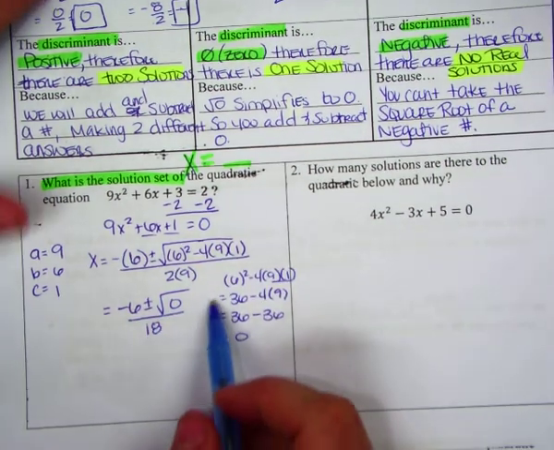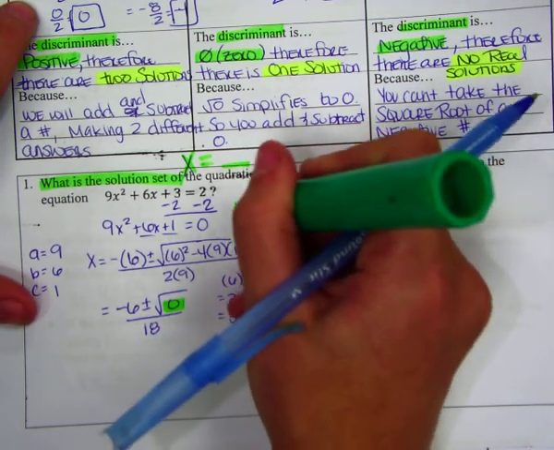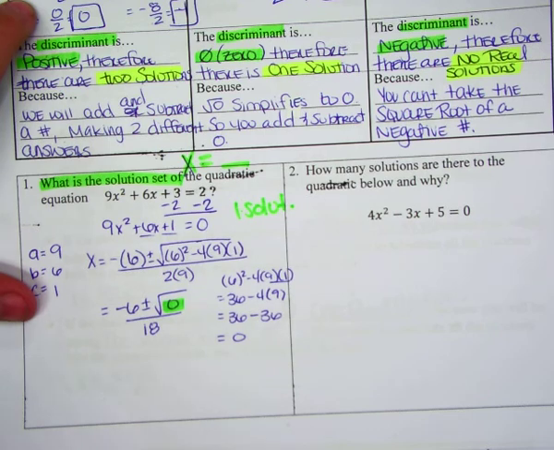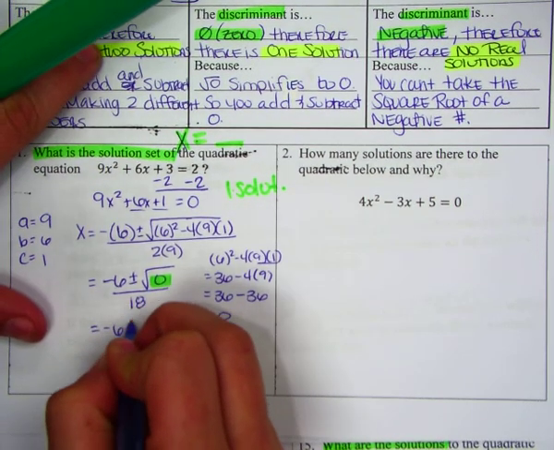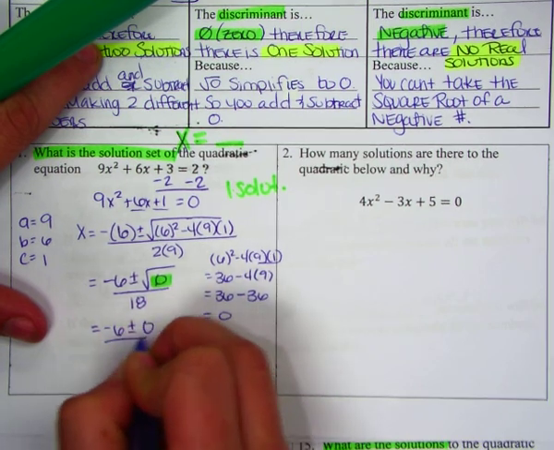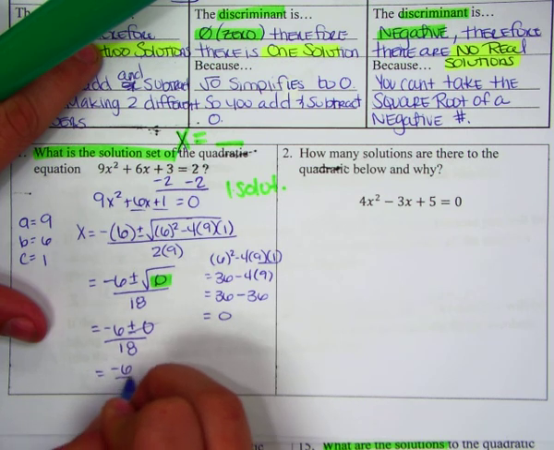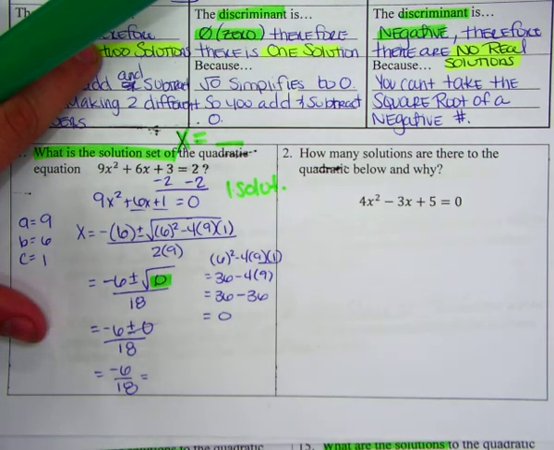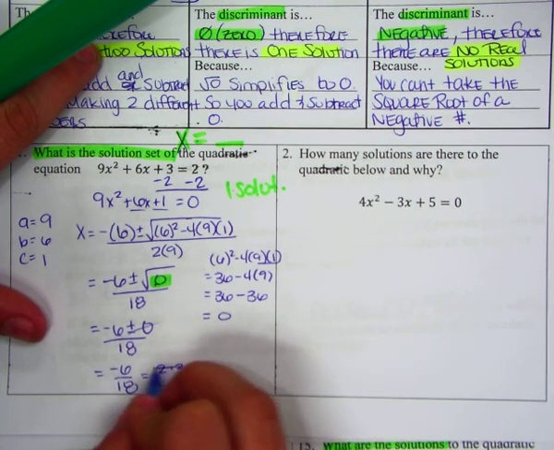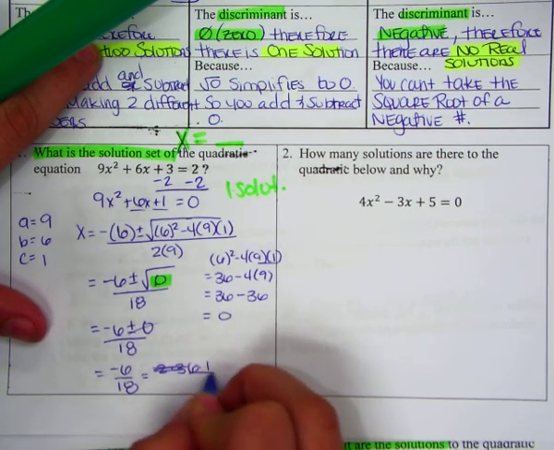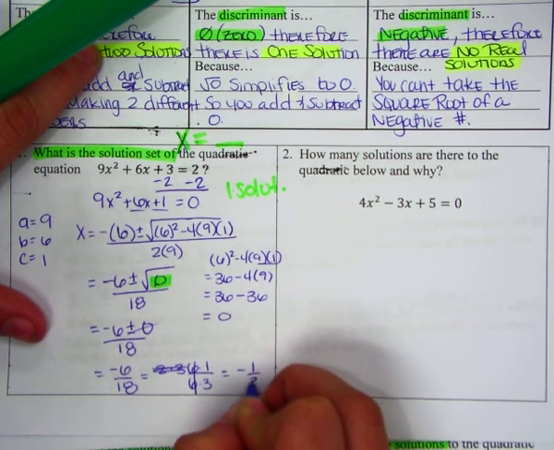Before we continue, because it's the square root of 0, we know that there's going to be one solution. Let's continue. So this will be negative 6 plus or minus the square root of 0, which is 0. So the 0 actually just drops off. Negative 6 over 18, which reduces to, oh no, sorry, this is 6 times 1, this is 6 times 3. So we're left with negative 1/3.